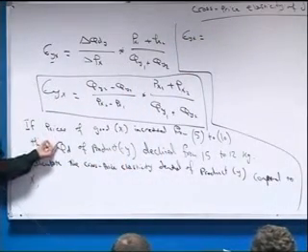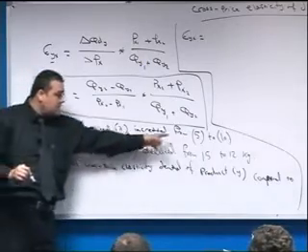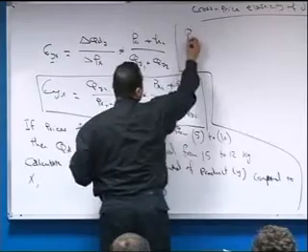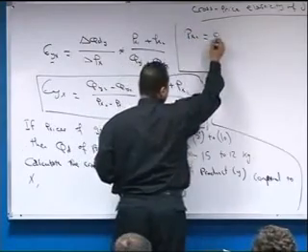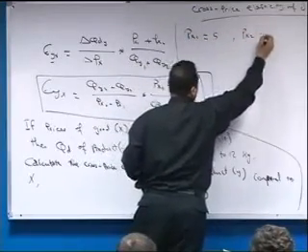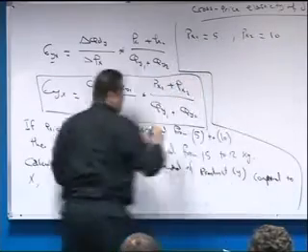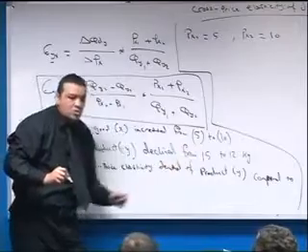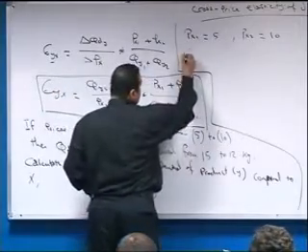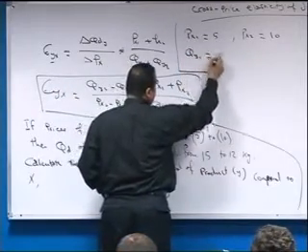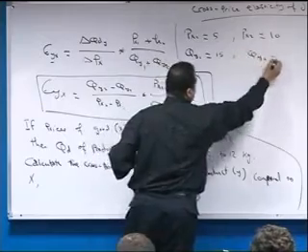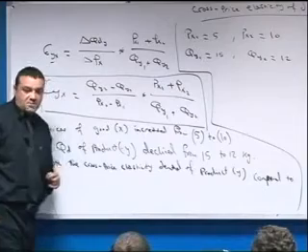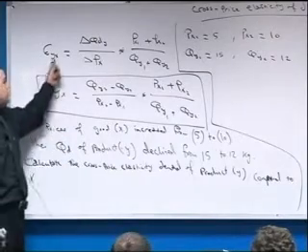Let's come back to the exercise. If the price of good X increased from 5 to 10, Px1 equals 5, Px2 equals 10, then the quantity demanded of Y declined from 15 to 12. Qy1 equals 15, Qy2 equals 12. Let's calculate the cross price elasticity of Y compared to X.